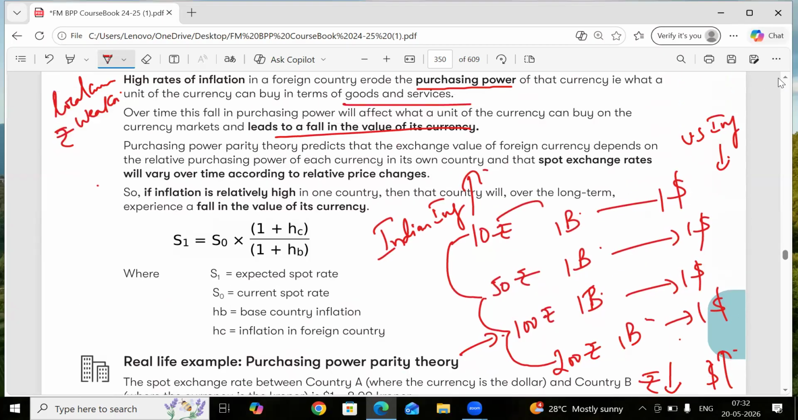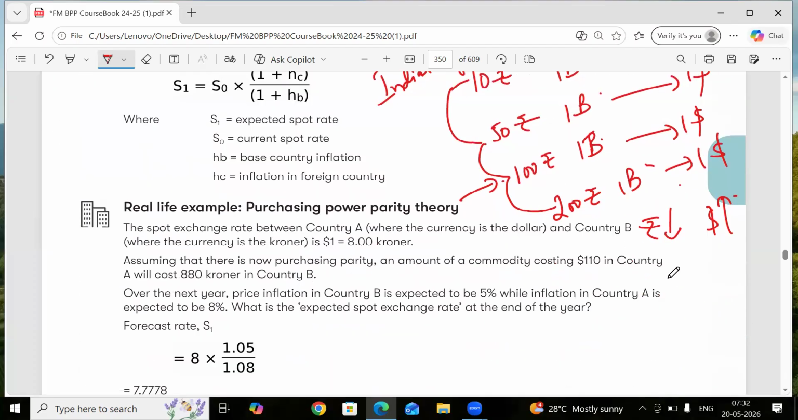And the purchasing power is going on decreasing. So over time, this fall in purchasing power will affect what a unit of currency can buy on currency markets and leads to a fall in the value of its currency. Now, for example, 300 rupees for $1. Again, still very high inflation. So with the passage of time, the purchasing power of rupees going down, and whatever they make in India is going to be very costly.